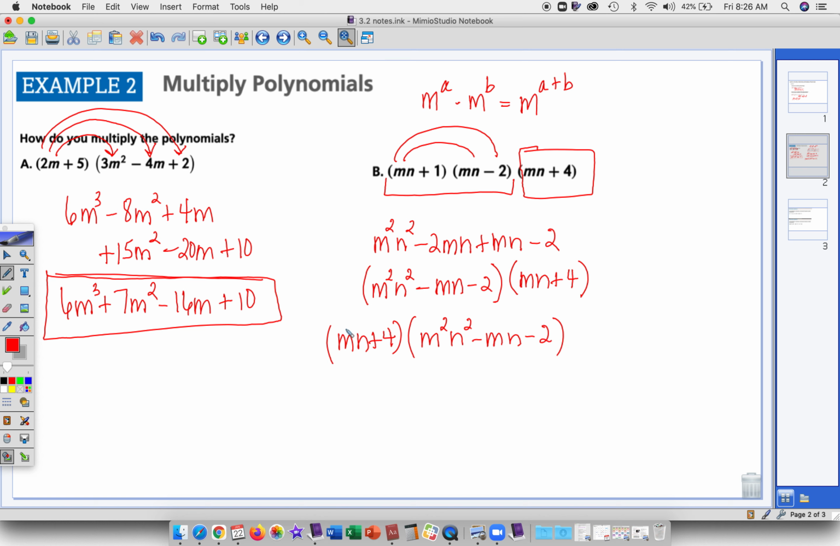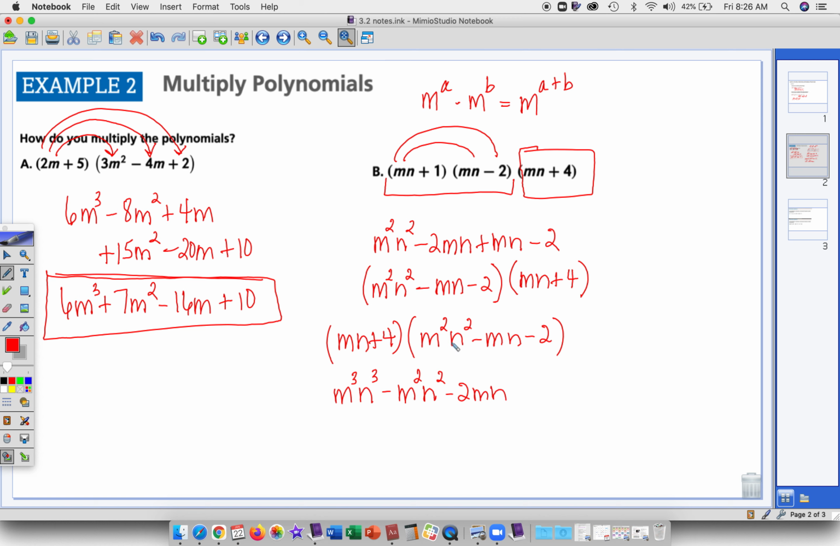Okay, so I'm going to distribute the mn over all 3 terms, just like I did in letter A when I distributed the 2m over all 3 terms. So mn times m squared, n squared, and we have the same variables, so we add the exponents. So it's first degree plus second degree gives us third degree. Now mn times mn, so that becomes m squared, n squared. And now times the negative 2, so it's minus 2mn.